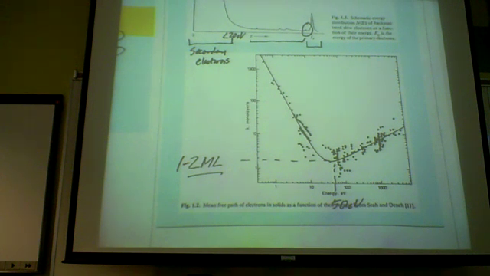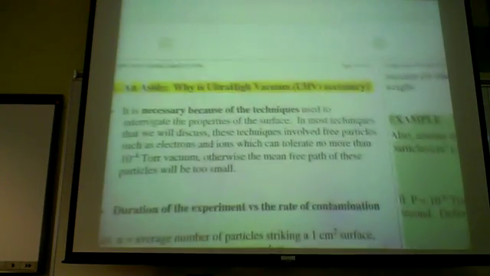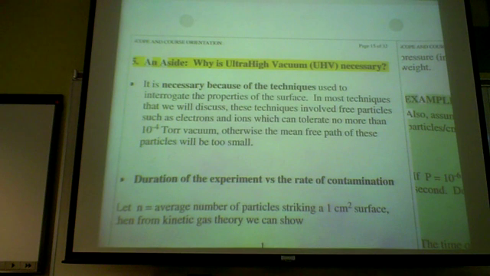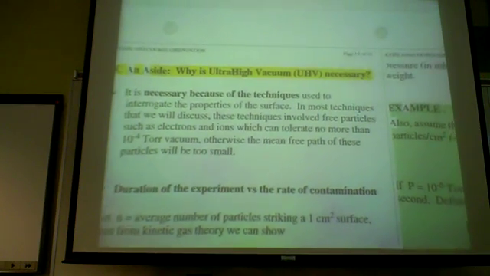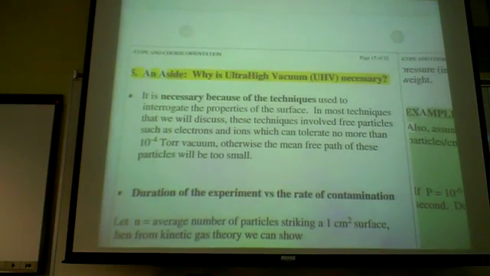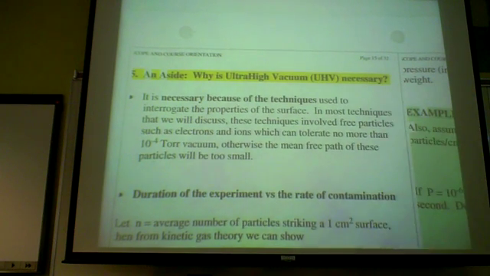Okay, so we were there last day, and we were looking, as an aside, at why we need to use a vacuum, and in most cases something called ultra high vacuum, UHV. Why is UHV necessary in order to study these surfaces?